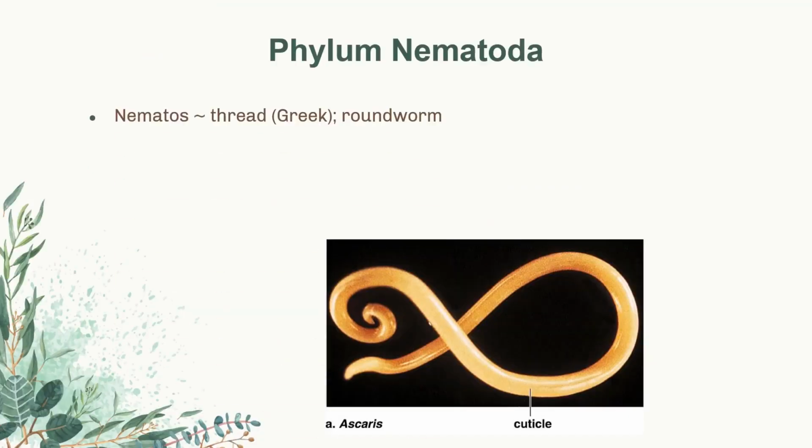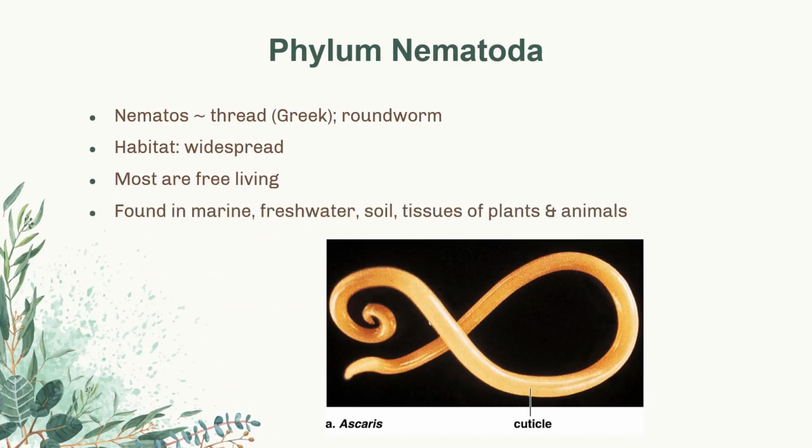The word nematos comes from the Greek word for thread. That's why it is also typically known as a roundworm. The habitat of nematodes is very widespread. They are mostly free-living, and you can find them in marine, freshwater, soil, and tissues of plants and animals. The example of nematodes that we're going to look at in more detail is the Ascaris species.